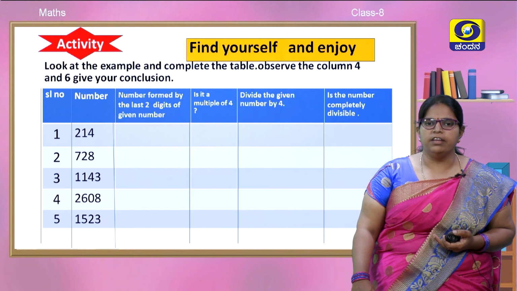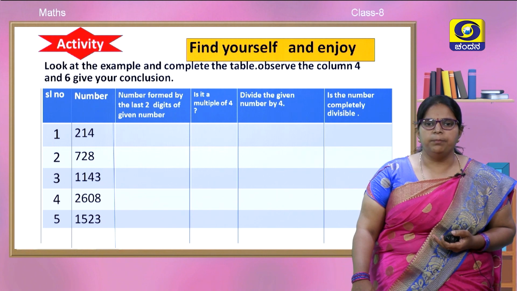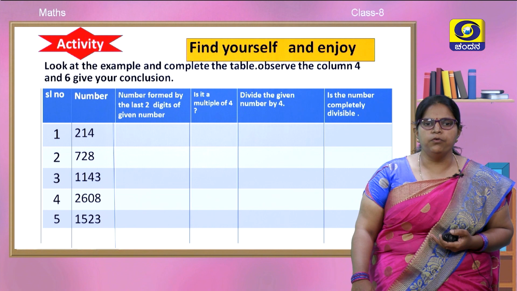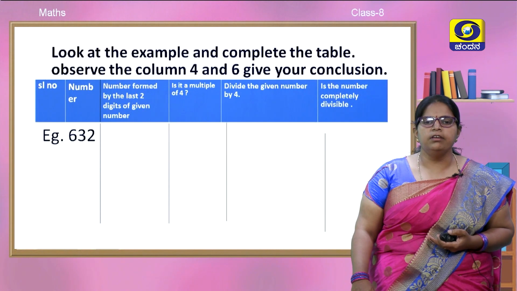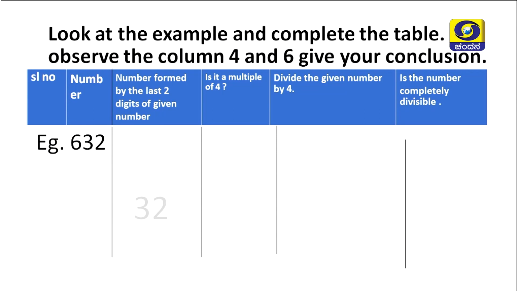Children, here is an activity. Find yourself and enjoy. Look at the example and complete the table. Observe the column number 4 and 6. Give your conclusion. Here is an example. 632. What are the last two digits of the number? 32. Is it a multiple of 4? Yes, because 4 8s are 32.